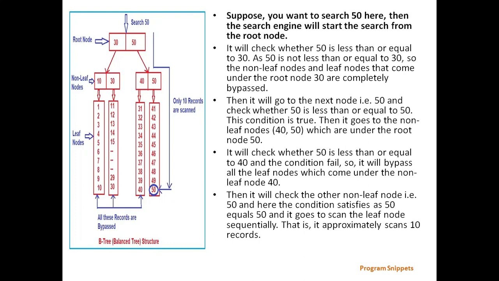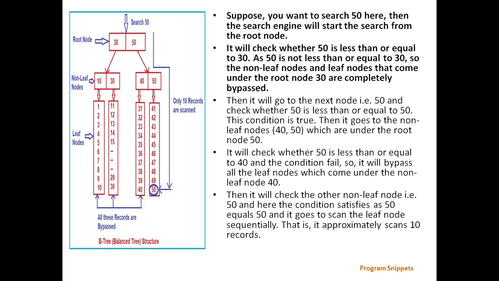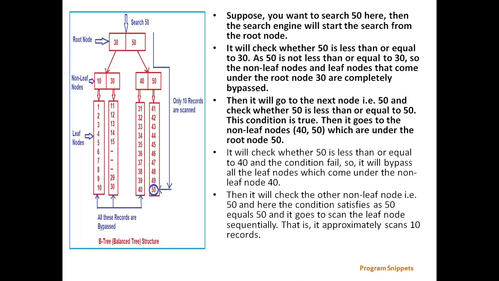Suppose you want to search for 50. The search engine will start the search from the root node. It will check whether 50 is less than or equal to 30. As 50 is not less than or equal to 30, the non-leaf nodes and the leaf nodes that come under the root node 30 are completely bypassed. Then it will go to the next node, that is 50, and check whether 50 is less than or equal to 50. This condition is true.